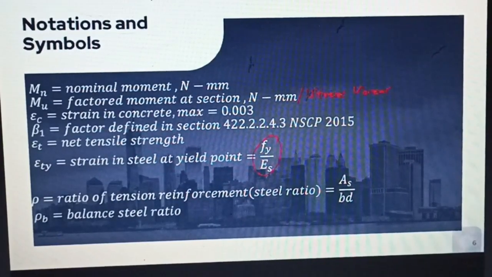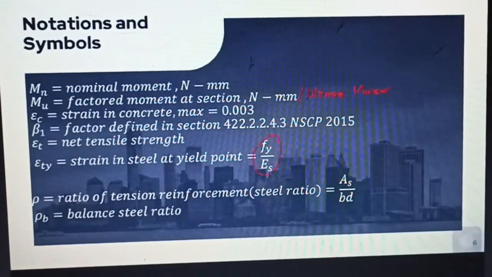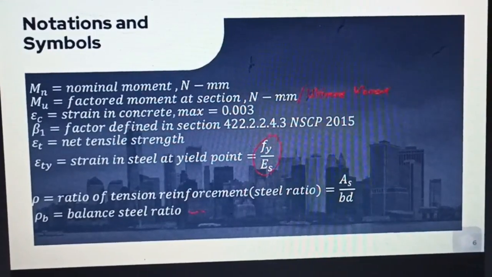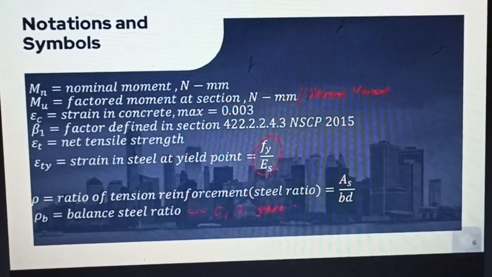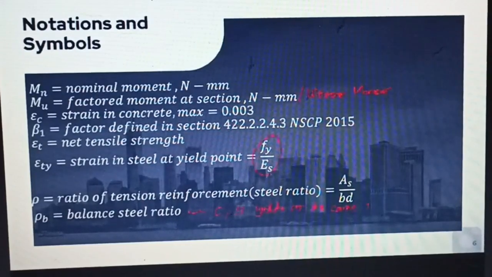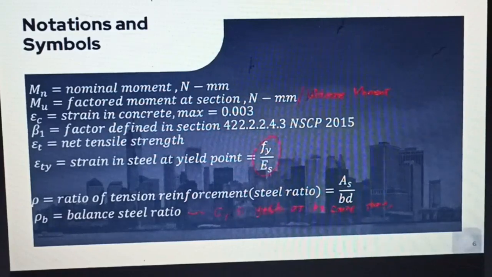We have rho sub B, that is the balance steel ratio, wherein in this situation, your concrete and steel yields at the same time. So pareho niyang naabot yung maximum yield strength nilang dalawa. So that is the balance steel ratio.